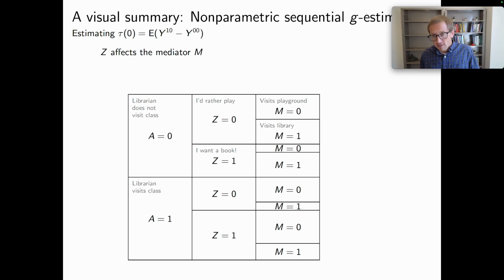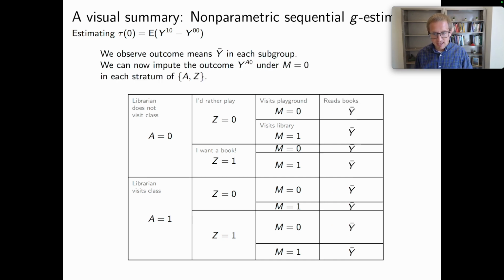Now, we might further have subgroups where some kids factually go visit the playground and others go visit the library. So we're imagining a world where we've intervened to randomize the value of the treatment A, but we've let the mediator happen as it happens naturally in the world. So for kids who say they'd rather play, they might visit the playground at higher rates, but maybe some of them change their mind and they decide to visit the library.